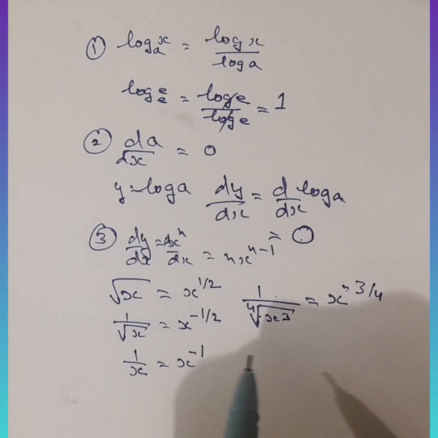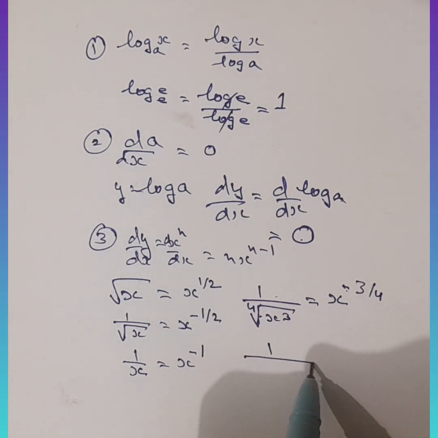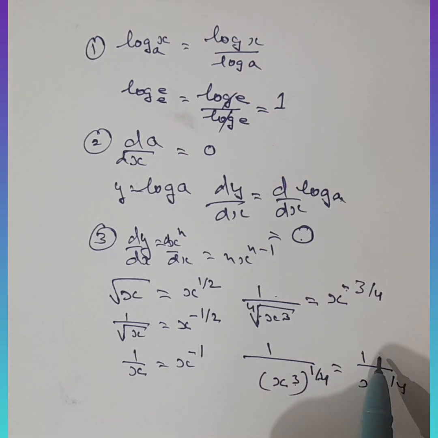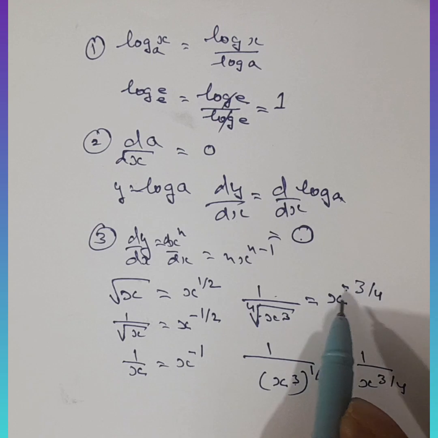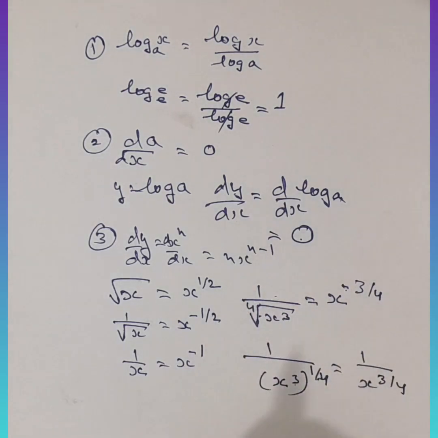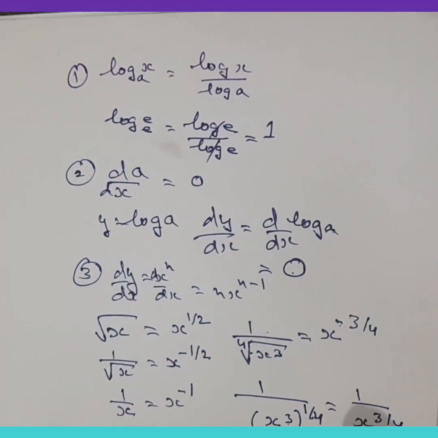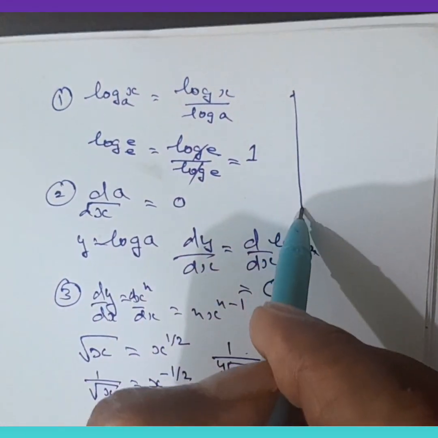Why 3 by 4? Let me explain this. If I write it over here, it would be x cube into 1 by 4. So when you multiply this with this, it becomes 3 by 4. So it would be 1 over x raised to 3 by 4, and when I make it a numerator, it would be this. These are some basic points which you have got to keep in mind.